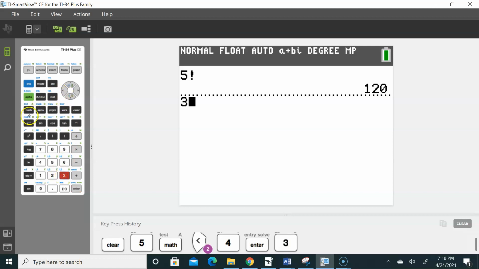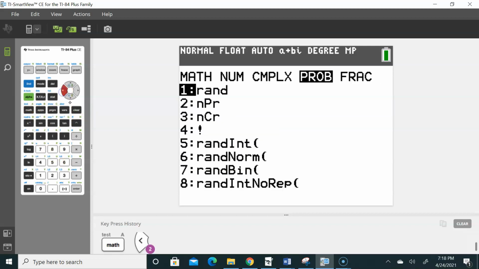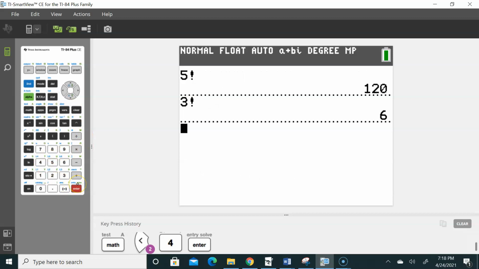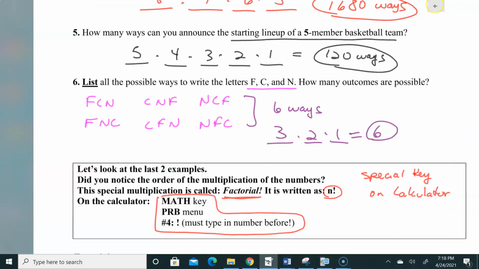3 factorial, we saw was equal to 6. So this factorial key means something special.